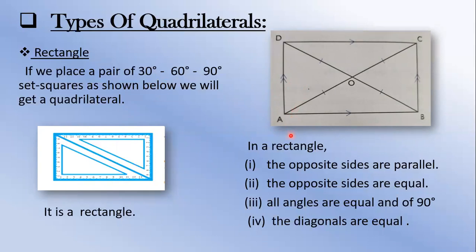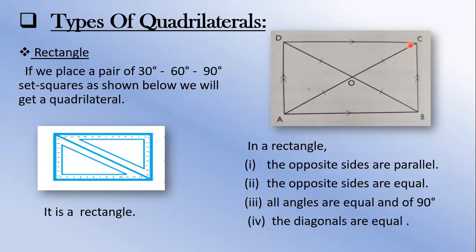Here you can see the opposite sides are parallel and the opposite sides are equal. What are opposite sides? See, AB and CD, that is a pair of opposite sides. In the same way, AD and BC is another pair of opposite sides. In a quadrilateral, there are 2 pairs of opposite sides.